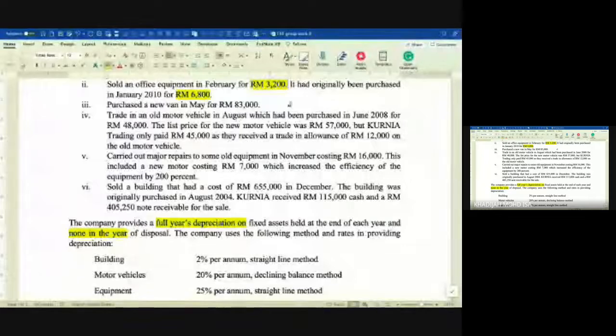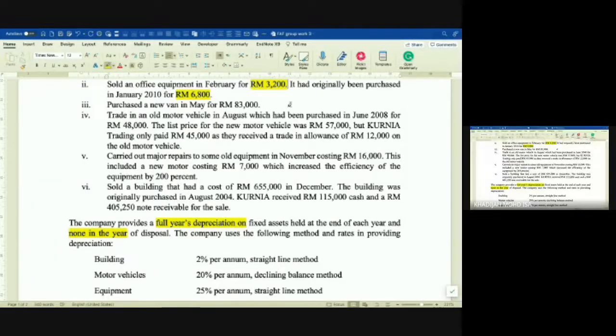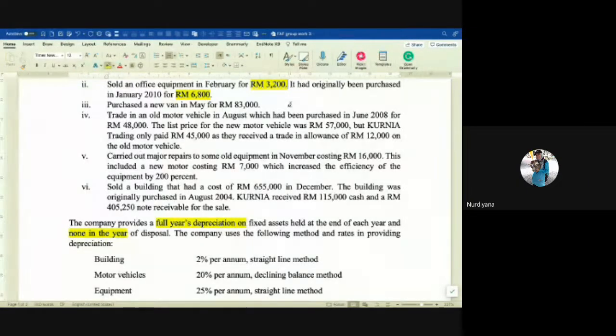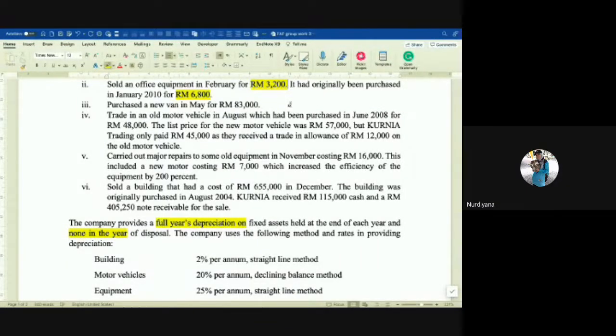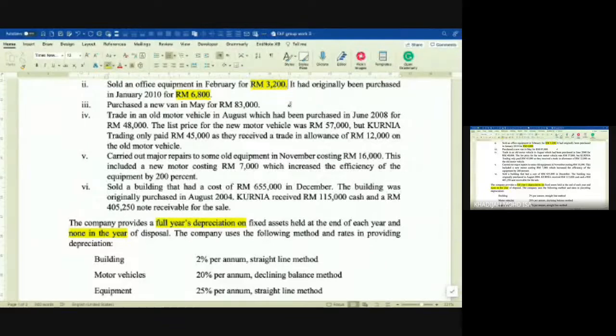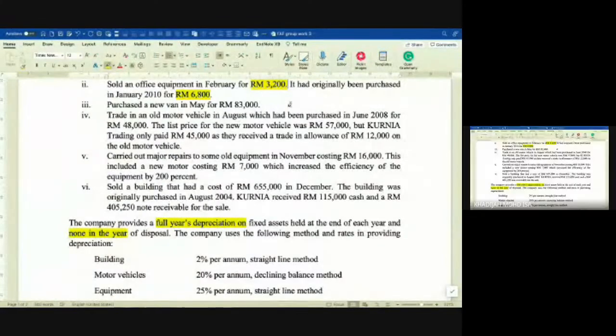I know you are confused because you keep on getting 6,800, right? Why do you get 6,800? Because it's times by 25% times by 4 years, which is 100%. Because the rate is 25% per annum, so after 4 years it means it's fully accumulated. So that's why you get accumulated depreciation of 6,800.